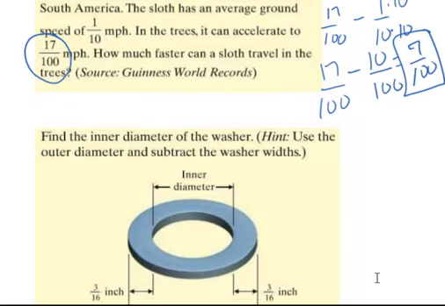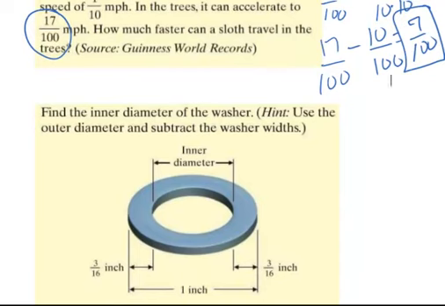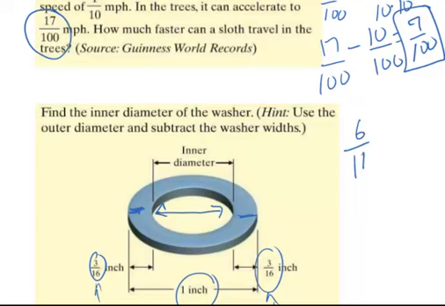All right. Now, for the last problem that I have here in 3.3, it says, find the inner diameter of the washer. And it gives me a hint. It says, use the outer diameter and subtract the washer widths. Okay, we're trying to find the inner diameter, meaning we're trying to figure out how wide it is in there. Well, we know the whole thing is an inch, and we know each of these pieces here are 3/16 of an inch. So what we need to do is add those two pieces together. So 3/16 plus another 3/16 is going to leave me with 6/16.